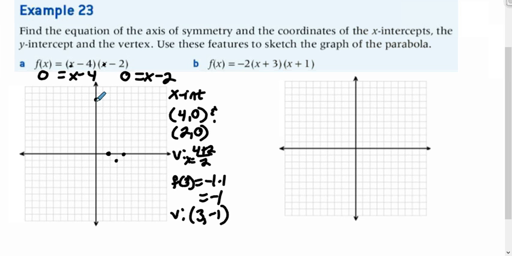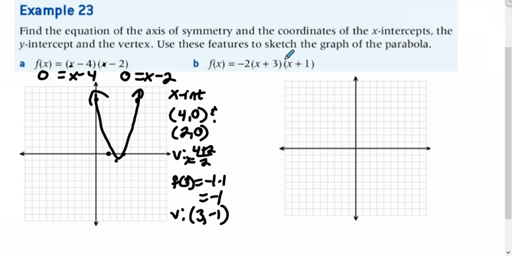And let's see, my vertex is at 3. So it's 3 units away from my vertex, so another 3 units away at 6. There is my symmetric point. And now I can go ahead and graph. And there's our parabola, more or less.